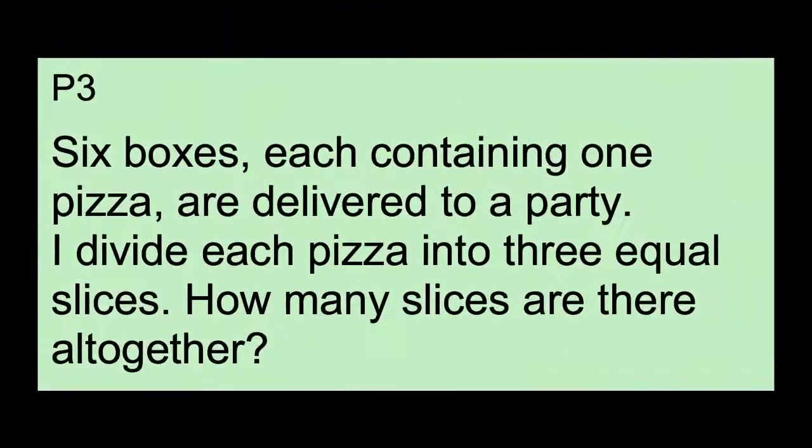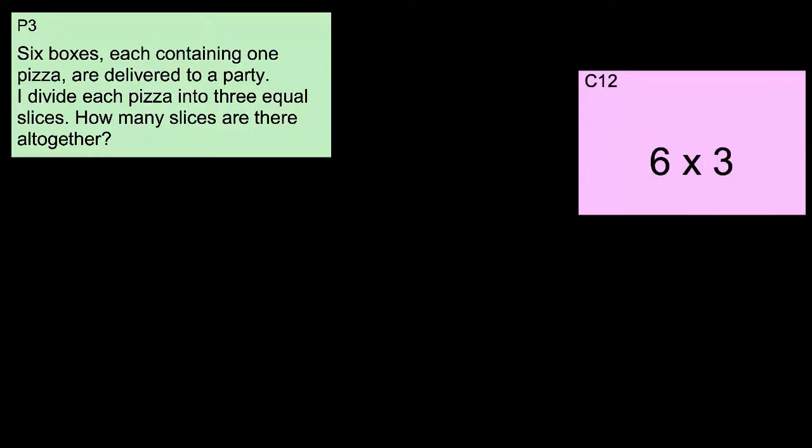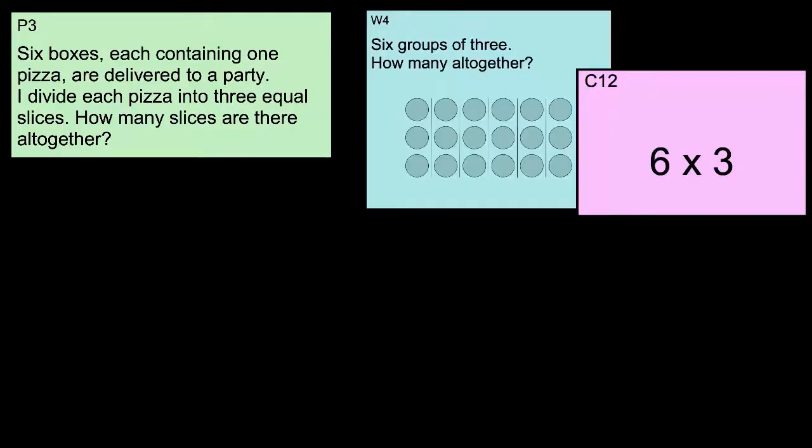One of the most interesting problems in this set is this one. Six boxes, each containing one pizza, are delivered to a party. I divide each pizza into three equal slices. How many slices are there altogether? Most students will initially match this situation to card C12, which shows the expression 6 times 3, because they know that there are 18 slices of pizza altogether.